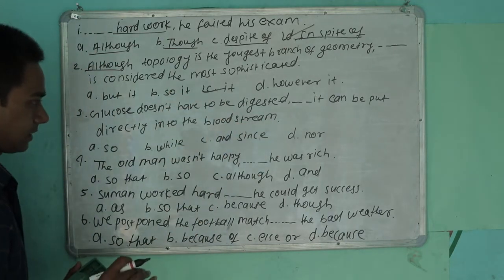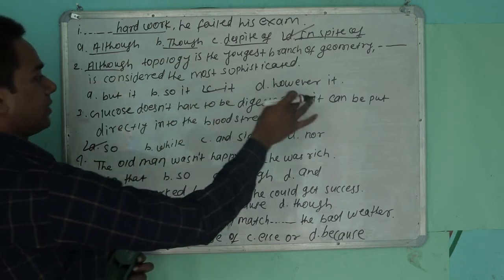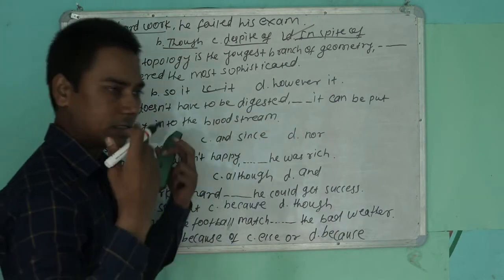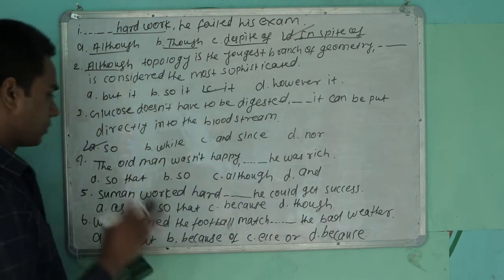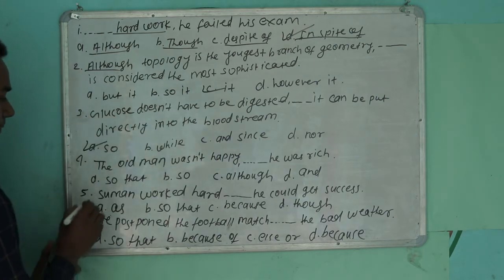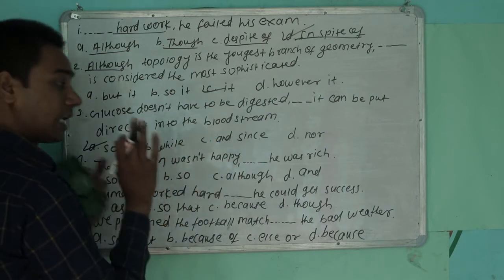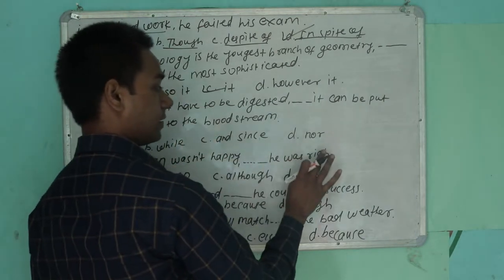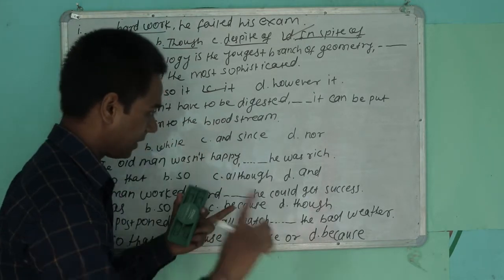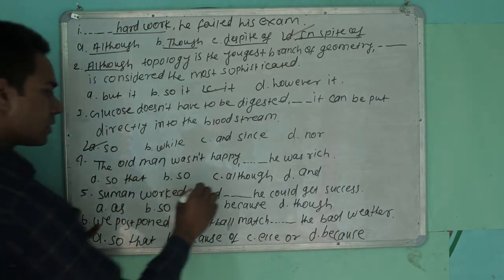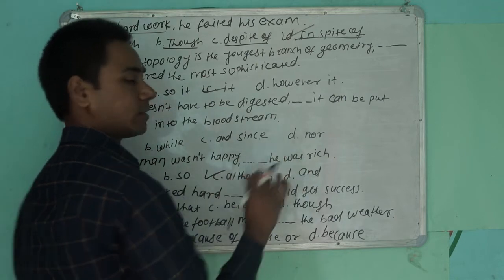Which one is the correct answer? So, option A, there should be a reason. Glucose does not have to be digested so that it can be put into the blood stream. Okay, number 4. The wealthy man wasn't happy. Look, wasn't happy, he was rich. It is a contrast expression, an opposite expression. So, although the wealthy man wasn't happy, although he was rich.